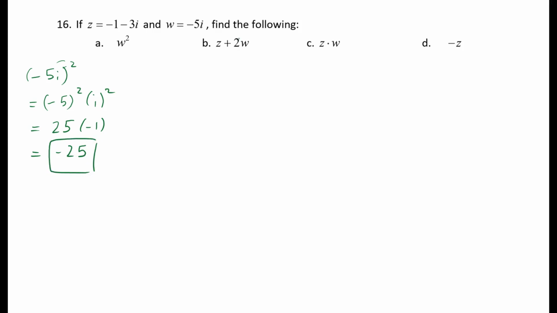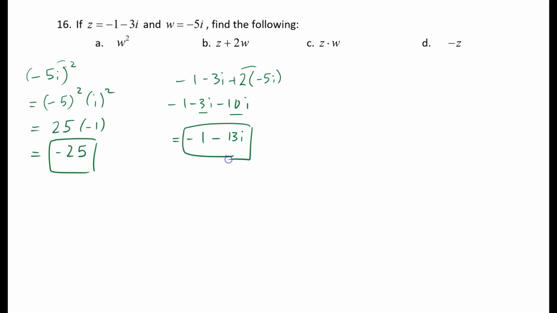z plus 2w, so z is -1 minus 3i, plus 2 times the complex number -5i. We'll distribute that first. -1 minus 3i minus 10i. Then we'll just combine those remaining like terms to get -1 real part minus 13i imaginary part.